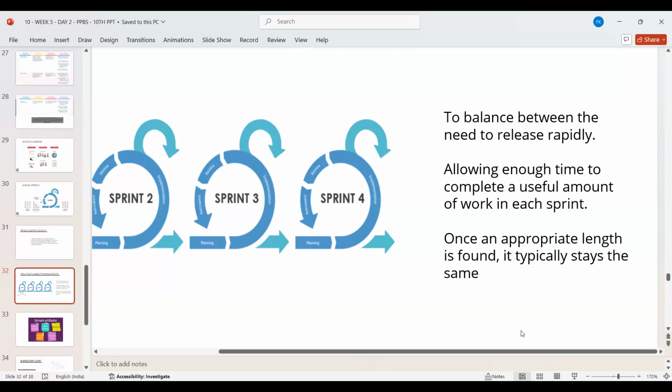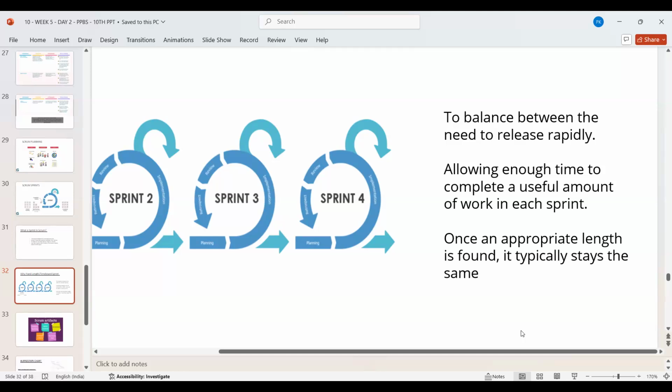Thank you. So we are saying to balance between the need to release rapidly. The entire purpose of breaking down projects into smaller units or mini projects is that we have to deliver fast and with good quality. That is why we call these smaller pieces sprints. So that goes without saying. Next point is allowing enough time to complete a useful amount of work in each sprint.